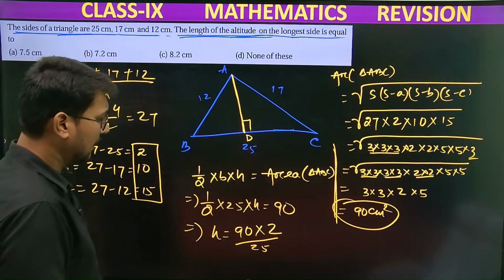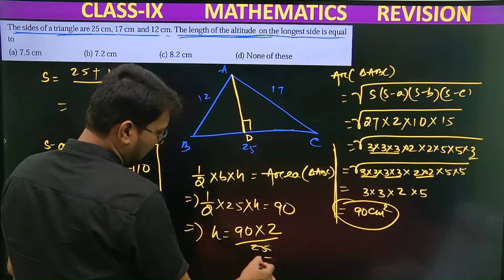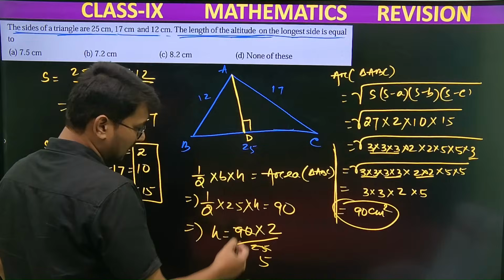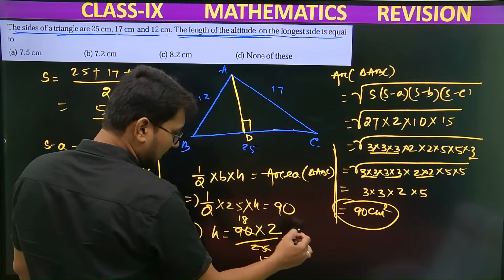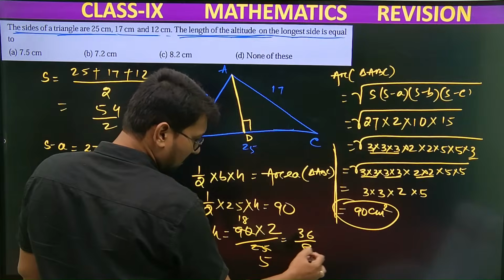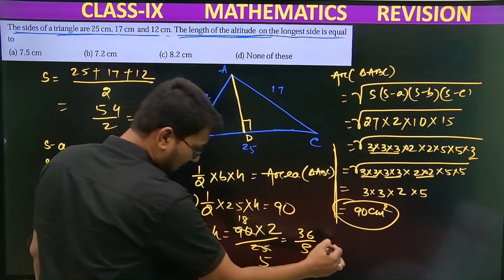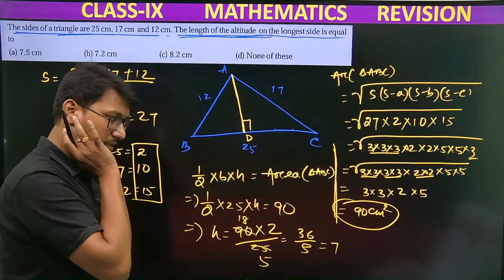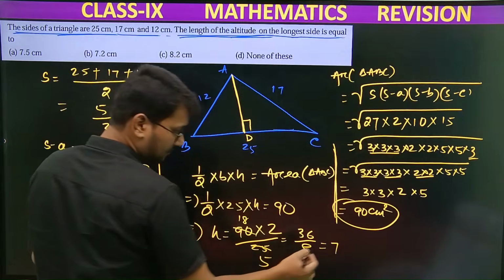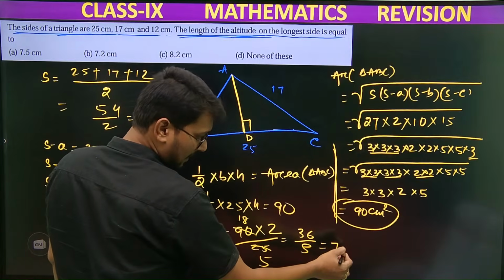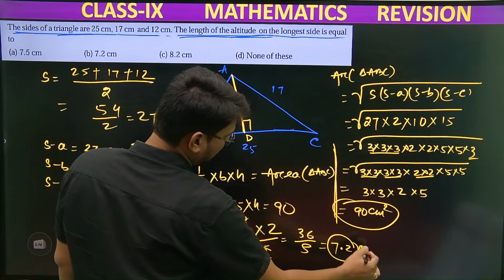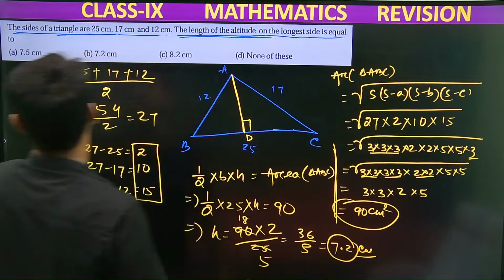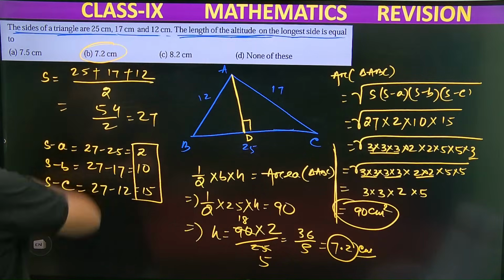90 into 2 divided by 25. So now tell me, 5 5 here, if we cancel 5, what will come? 18. So that is 36 by 5. 36 by 5 equals 5 7 35. 5 7 35, right or not? How much is left? 1. 10. That is 5 to 7.2 centimeter is the answer. 7.2 centimeter is the answer.